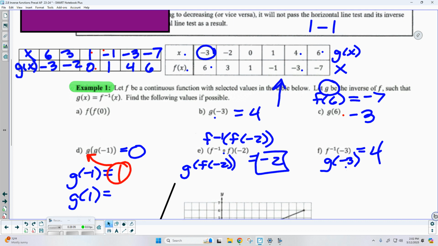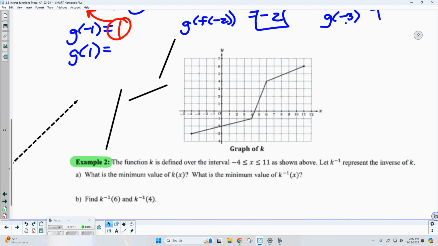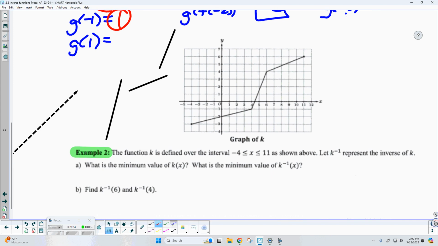Okay, I'm going to go ahead and get these dots out of here. So moving on. Number 2, it says the function k is defined over the interval from -4 to 11. So this is k right here. So this function k. So k inverse is going to represent the inverse of k.